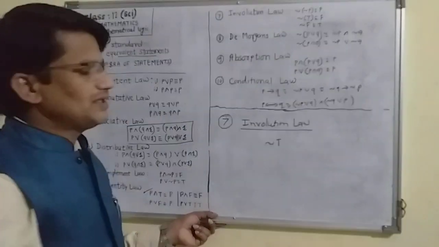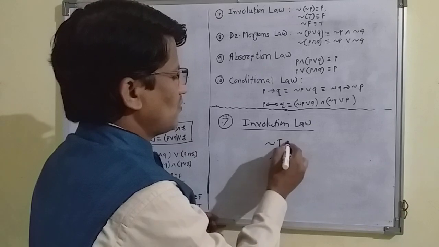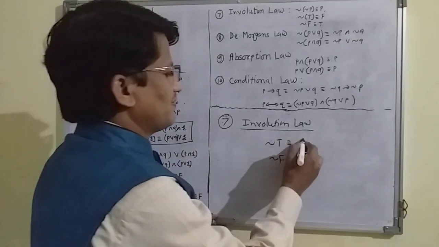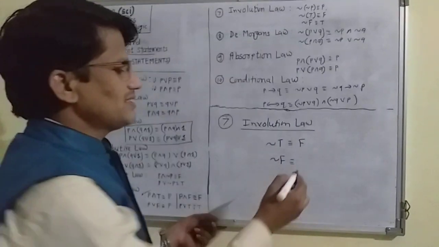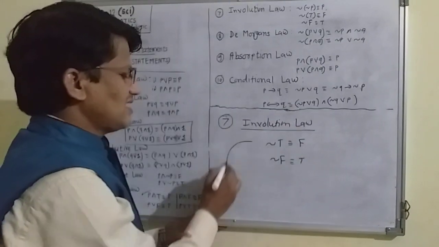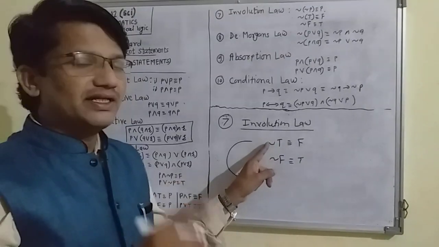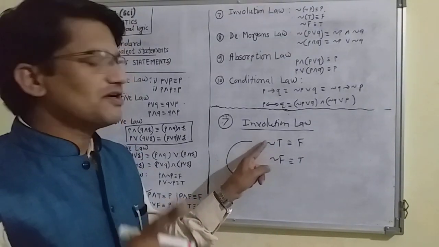I am giving a second one, negation of F. Negation of true and negation of false. What is the involution law? Negation of true is F, and negation of F is true. An example of this: negation of true. It is not true that.